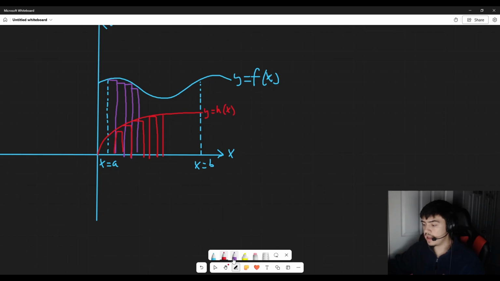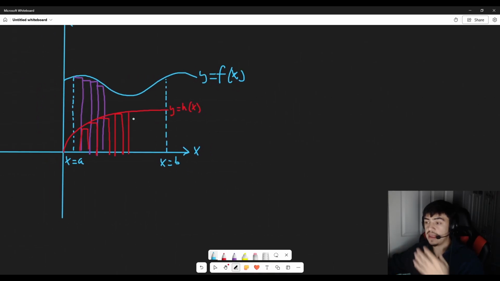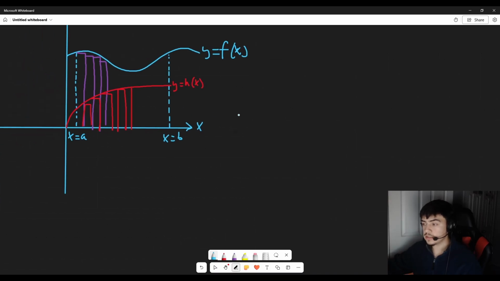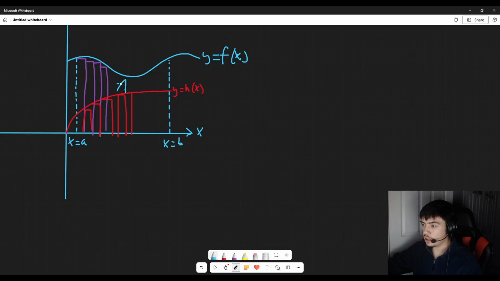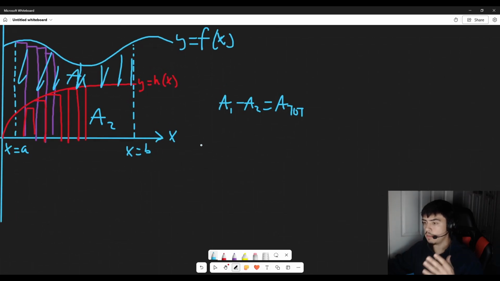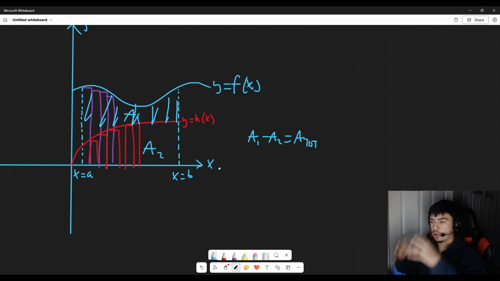And so, if we want to find the area between these 2 curves, what we're going to do is find the area underneath f of x by calculating an integral of f of x from a to b, and finding the area underneath the function h of x from a to b. If we call this total area right here area 1, and this area right here area 2, if we do area 1 minus area 2, it leaves us with the total area between them. I hope that makes sense.